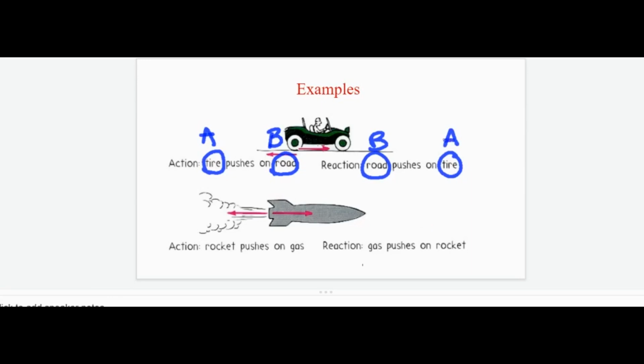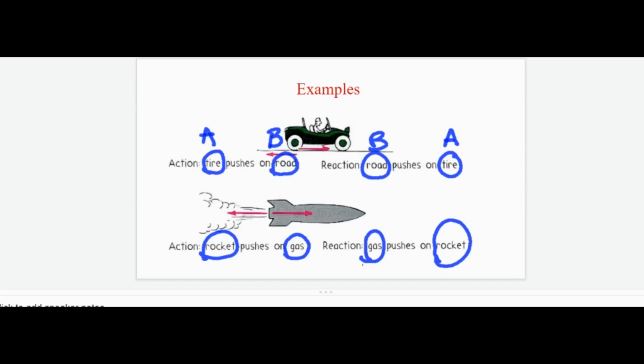acting on object A. How about a rocket that is propelling forward or propelling upward? So the rocket pushes on gas. So rocket is our object A, gas is our object B. Therefore, object B exerts the same amount in magnitude and size on object A. So that's the action and reaction, and hopefully in your quest homework you'll be able to identify the reaction pairs because there are some questions about that.